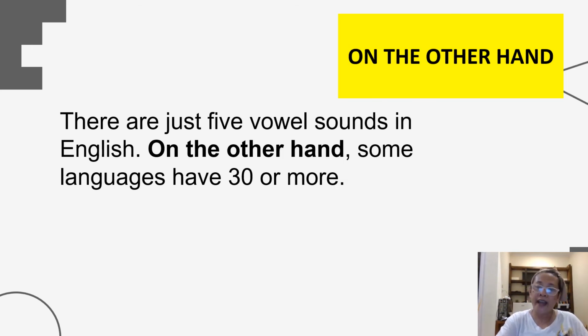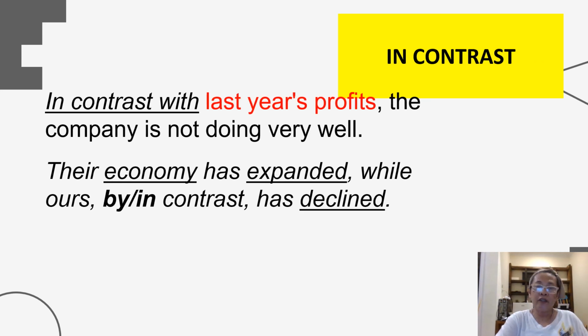The next, on the other hand, there are just 5 vowel sounds in English. On the other hand, perhatikan kita koma di sini. Some languages have 30 or more. So here ada dua sentences, tetapi kita menggunakan on the other hand pada kalimat yang kedua. Jadi tidak kita jadikan satu ya. Apakah bisa dijadikan satu? Bisa juga ya. Tetapi tentu saja berbeda cara menuliskannya.